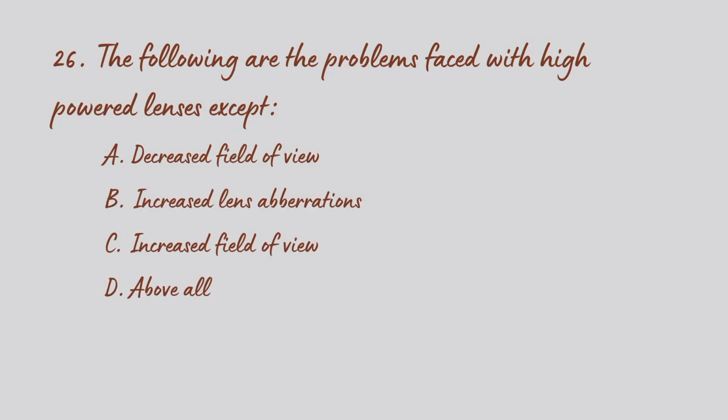Next question. The following are the problems faced with high-powered lenses except option A, decreased field of view, option B, increased lens aberrations, option C, increased field of view, and option D, above all. Correct answer is option C, increased field of view.